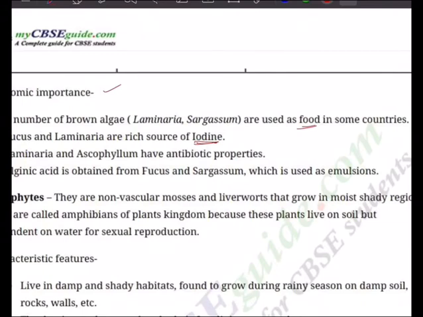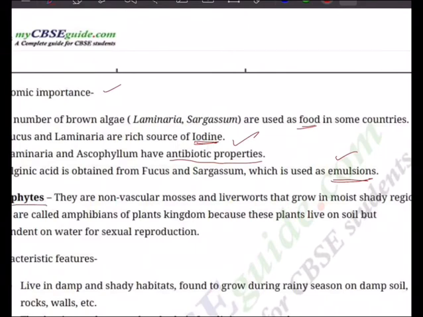Laminaria and Ascophyllum have antibiotic properties. Look at this, God's creation, so nicely, natural antibiotics. And alginic acid is obtained from Fucus and Sargassum, which is used in emulsions, in paints. And of course there are a great many algae sources which are highly proteinaceous, so those can be used for children as a nutrient material.